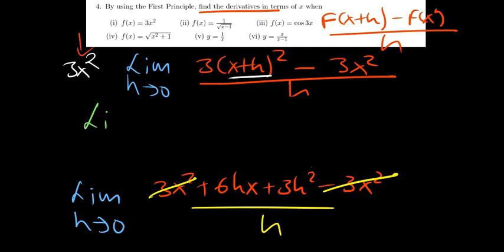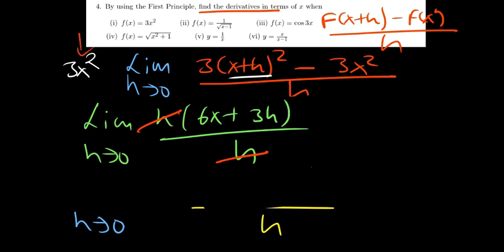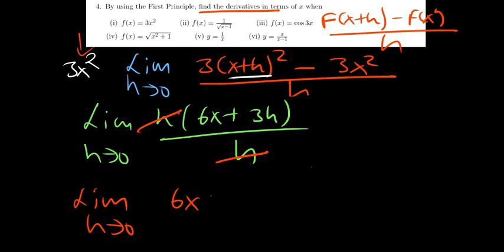the limit as h approaches 0, you can factor out the h on top so that you have h and then remain with 6x plus 3h over h. The idea is we can't divide by a 0, so the h has to be cancelled. Our goal is to always ensure that the h on the bottom is cancelled out. So you're now remaining with the limit as h approaches 0, and then you have 6x plus 3h.